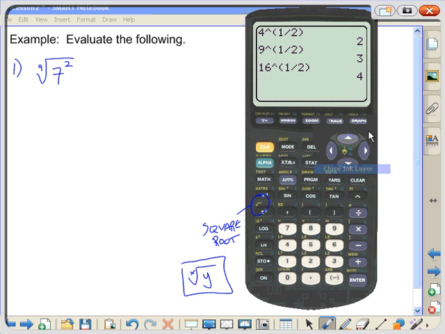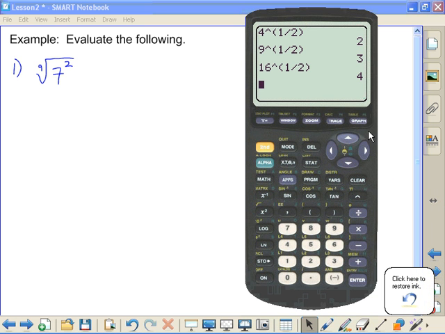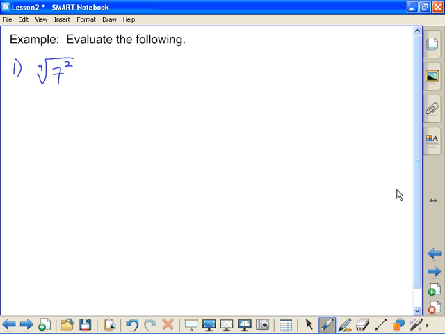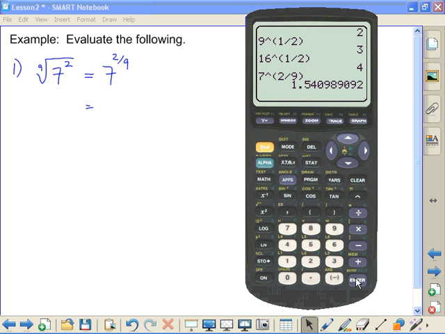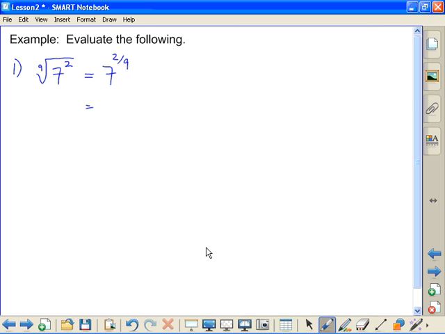So, anyhow, going through and calculating this. The only way that I'm going to calculate this one is to rewrite it as an exponent. So it's really 7 to the exponent 2/9. And that's what I'm going to calculate on my calculator. So with your calculator then, you would plug in 7 to the exponent 2 divided by 9. And we find that it is 1.54. Close enough.